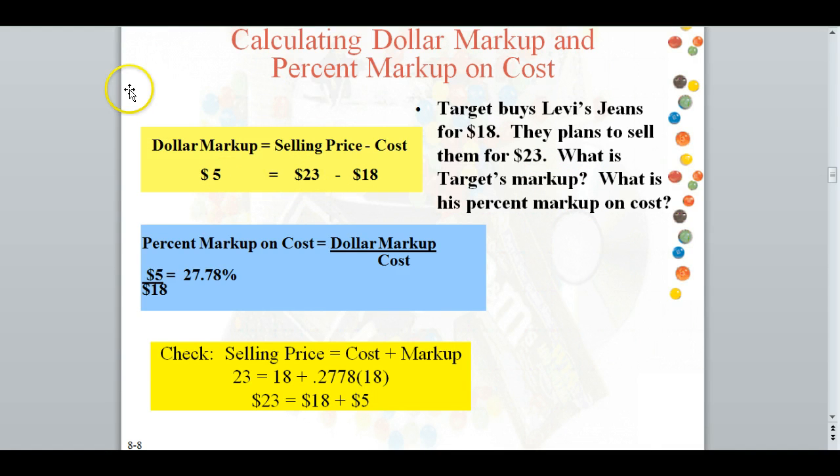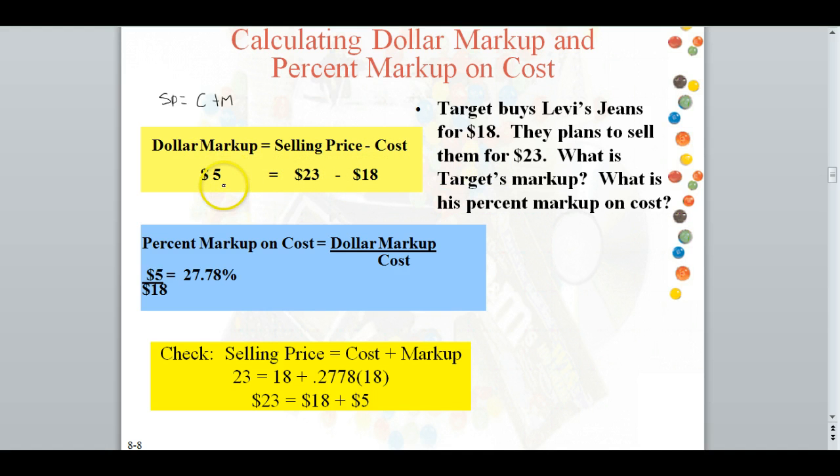Let me write a little here. So they rearranged our selling price formula, right? So selling price equals our cost plus markup. So they rearranged it to solve for what we wanted to solve here. What is Target's markup, right? They rearranged the formula to solve for it. So we have our selling price was $23 and we bought them for $18.